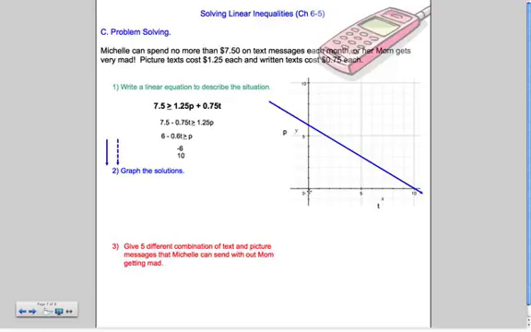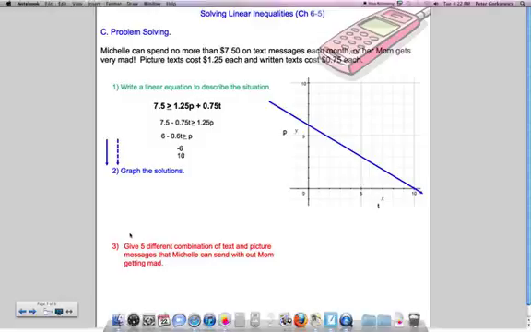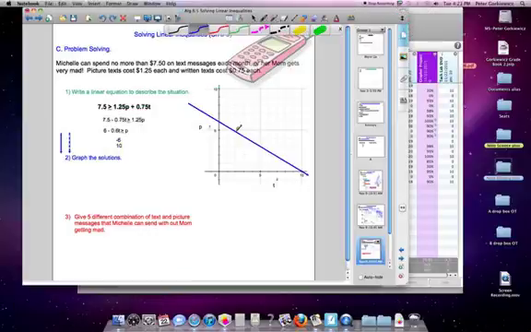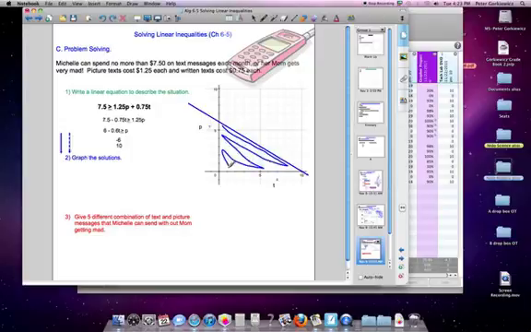All right, well, let's see if 0, 0 works. 0, 0 is an easy one. If we put a 0 in here and a 0 in here, this becomes 0. Is 0 less than or equal to 7.5? Yeah, okay, so this point works. So all of these work too, okay? These might not work because they're negative. You can't really send negative texts, so in this context, our negative answers don't really make sense, but all of these do, okay? So give 5 different combinations of texts and pictures that work.